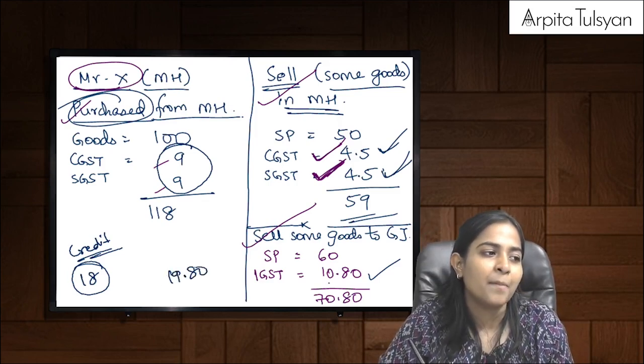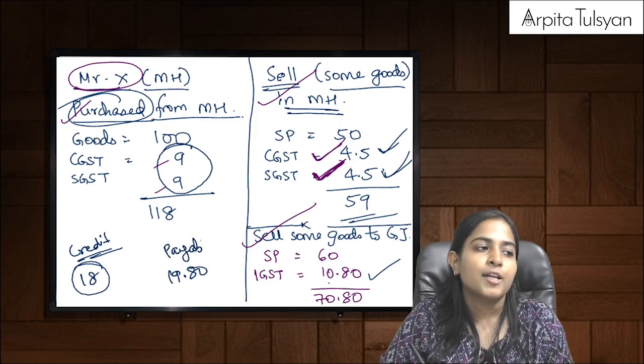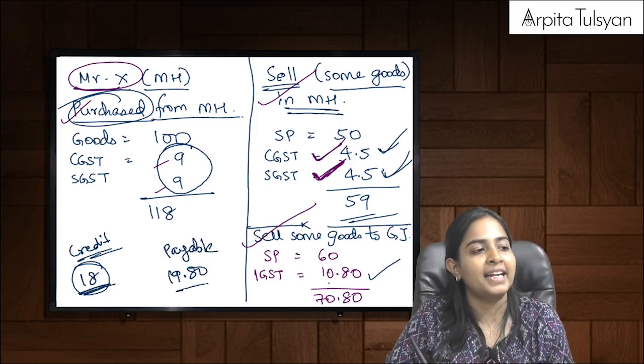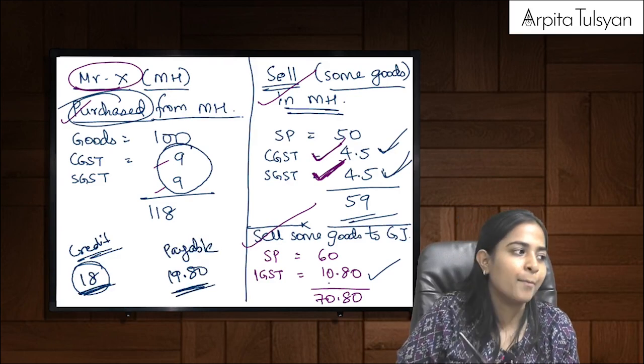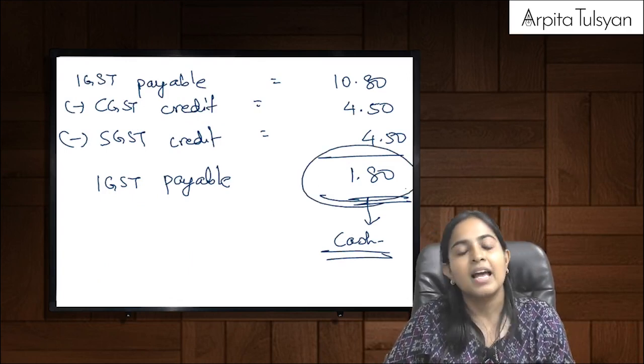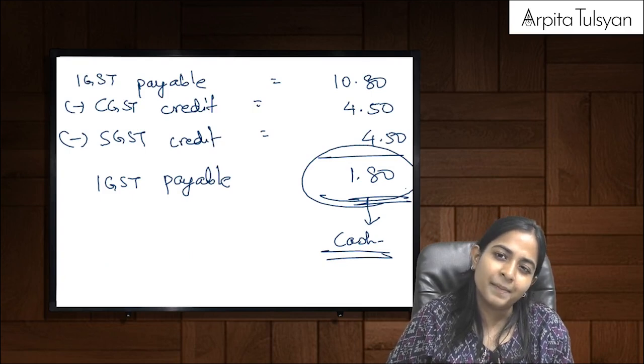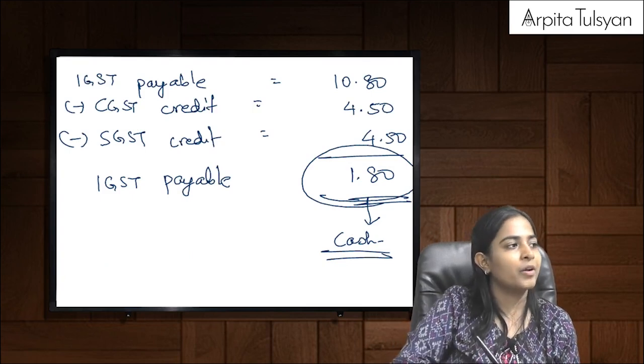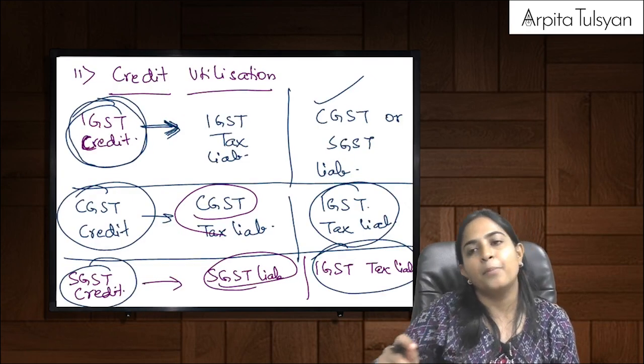19.8 is payable. So, I utilize the credit of 18 and balance how much is left? 1.8 is left, which I pay in cash. Are you understanding this? Simple? Yes? Okay. This is very, very important.